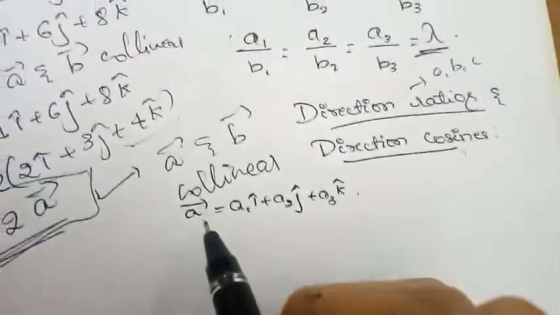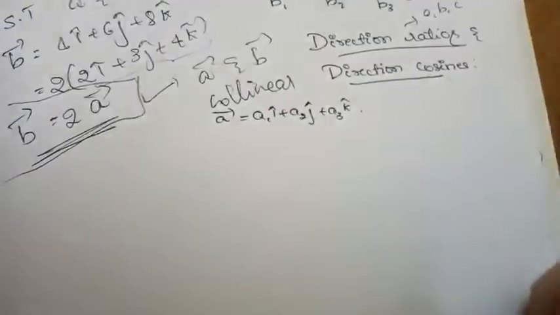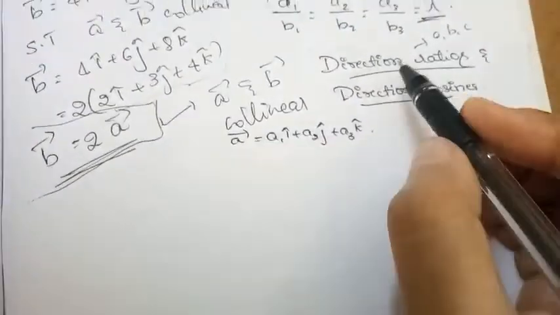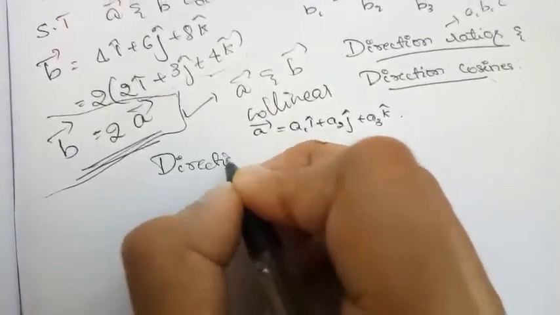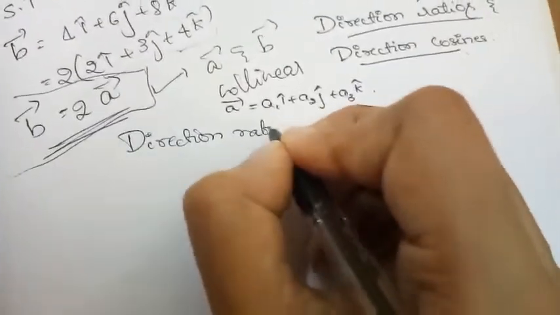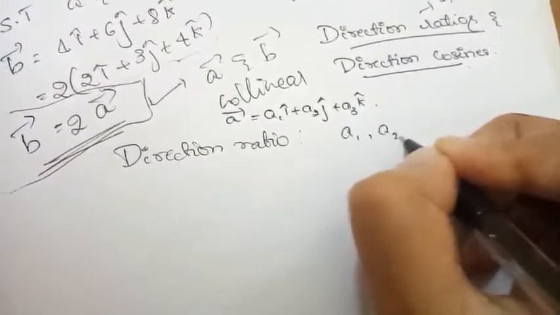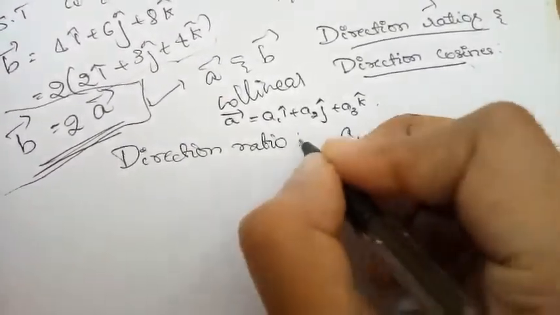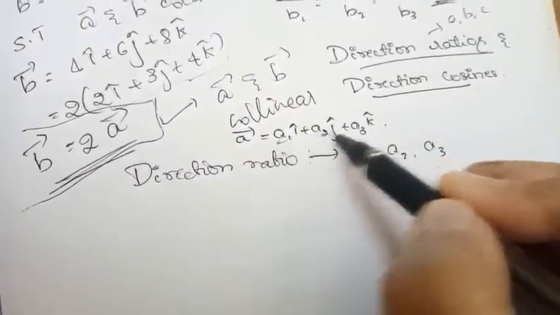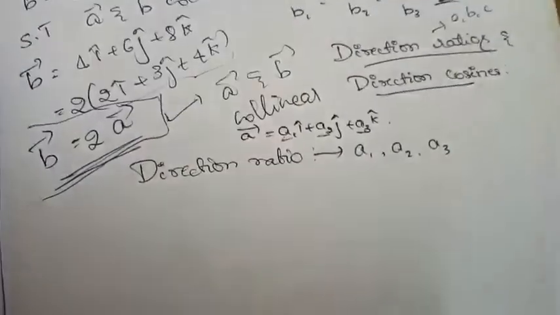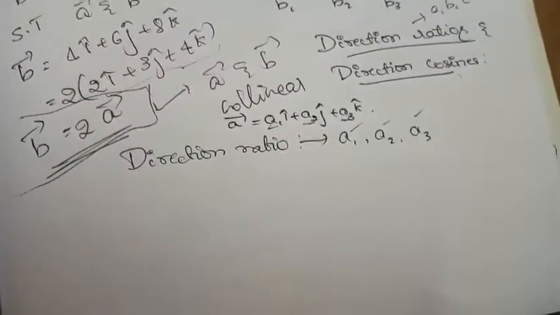Now suppose the vector is given in component form, here consider vector A. If they ask what is the direction ratio of that vector, then write it directly: that is a1, a2, a3. It is nothing but the direction ratio. Whatever the given vector might be, the scalar components of that vector will be the direction ratios.